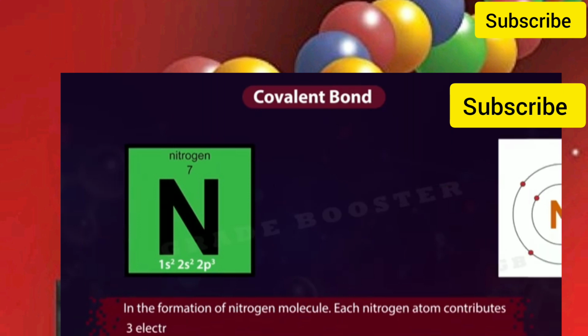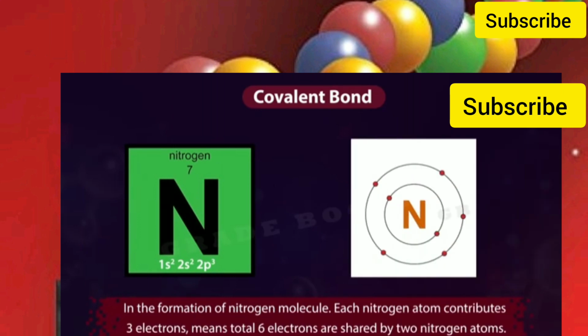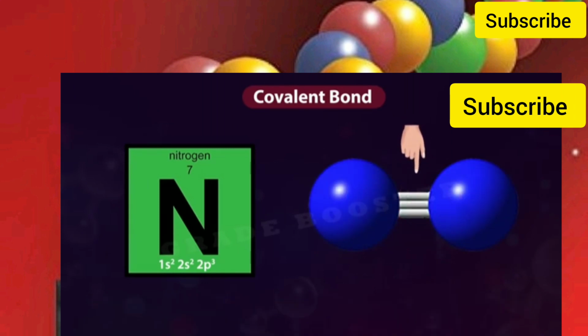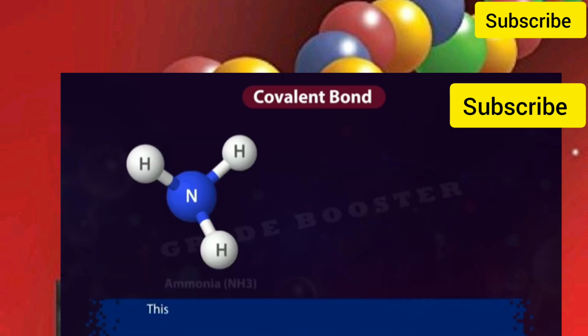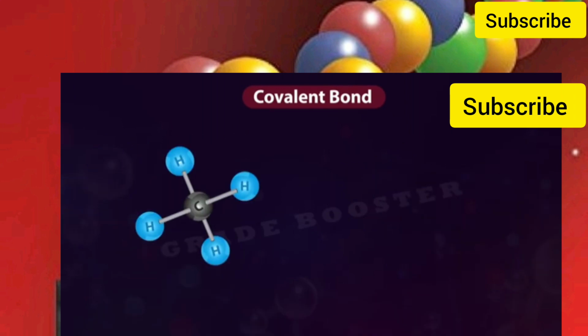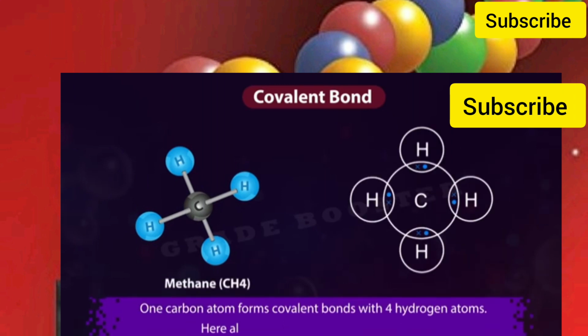Nitrogen. In the formation of a nitrogen molecule, each nitrogen atom contributes 3 electrons. Means a total of 6 electrons are shared by 2 nitrogen atoms. Here a triple bond is formed. This is ammonia molecule. One nitrogen atom forms covalent bonds with 3 hydrogen atoms to form this molecule. Here all the 3 bonds are single bonds. This is methane molecule, CH4. One carbon atom forms covalent bonds with 4 hydrogen atoms. Here also all the 4 bonds are single bonds.